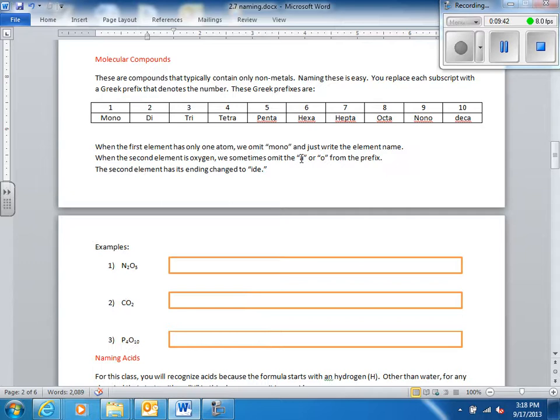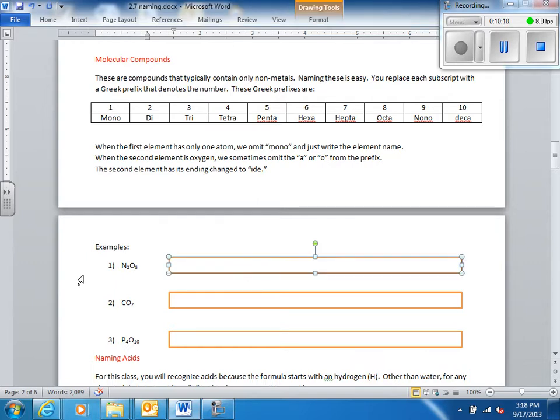And for oxygen, because some of these end in A, if you said tetraoxide, it might sound funny. So I accept it if you put the A in, but some books have this as tetroxide or pentoxide or hexoxide or heptoxide or octoxide. I would say octaoxide or decaoxide. So dropping the A or the O is not a hard and fast rule.